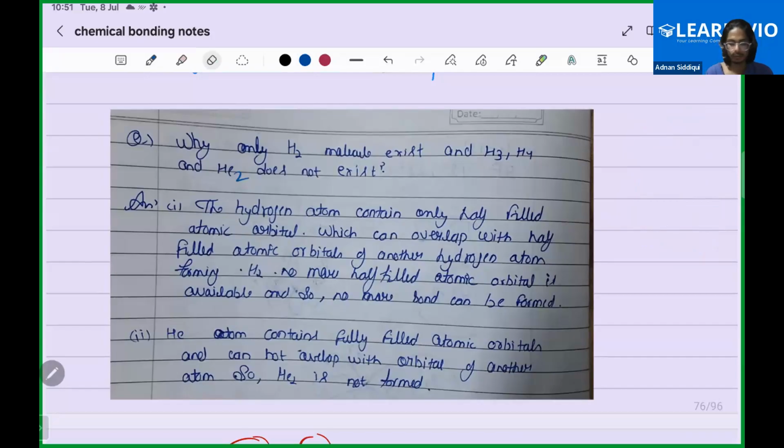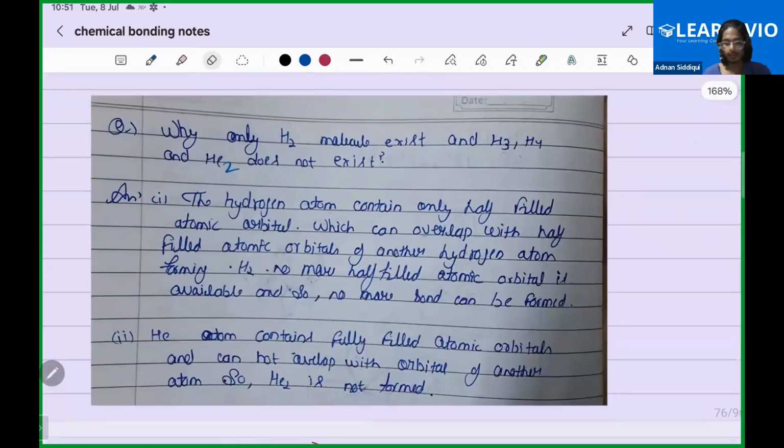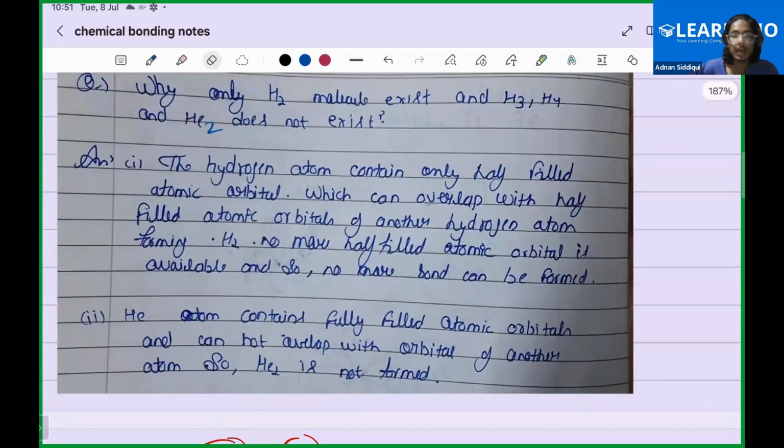This question they might ask you in the exam: why does only the H2 molecule exist? Why do H3, H4 or He2 not exist? The answer is that the hydrogen atom contains only a half-filled atomic orbital, which can overlap with the half-filled atomic orbital of another atom, forming H2. No more half-filled atomic orbital is available, and so no more bond can be formed.